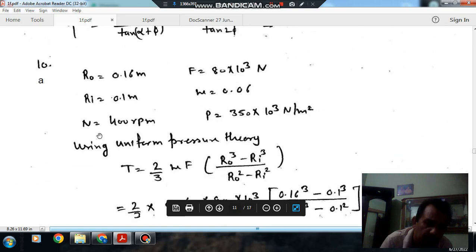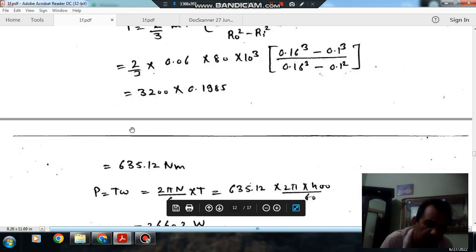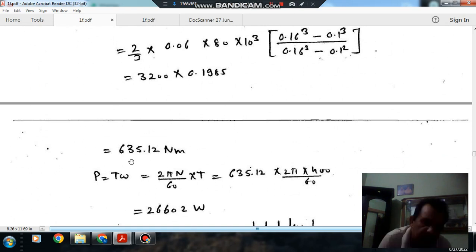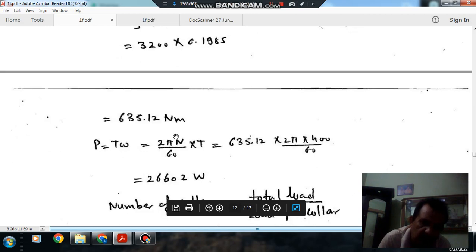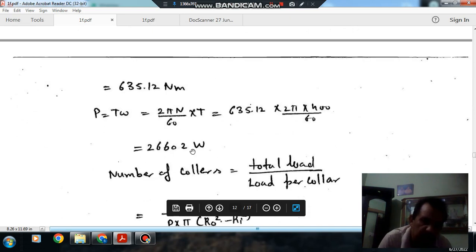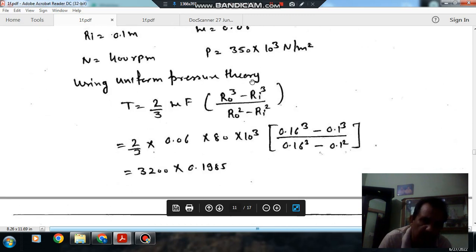Now the RPM of the shaft is given. When the shaft rotates, its collar touches the bearing, so there is some torque loss. If you multiply that torque by omega, it will be the power loss. Omega is 2 pi N by 60, so the power loss is 2 pi N T by 60. Now we have N and T. Putting in the values, we have a power loss of 26602 watt. So this is the power loss when we consider uniform pressure theory.